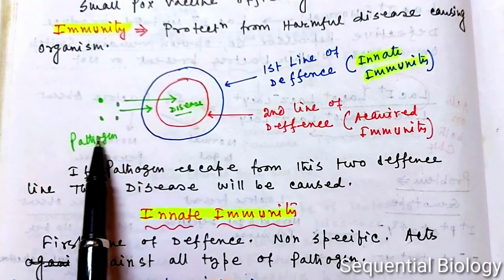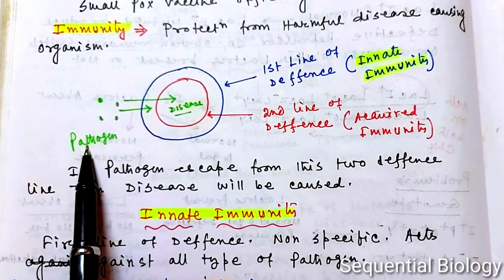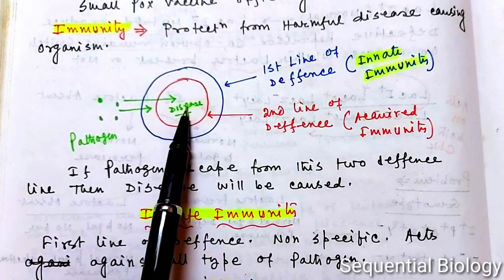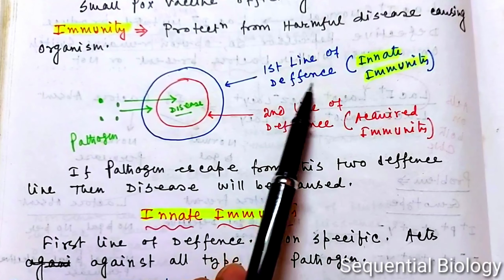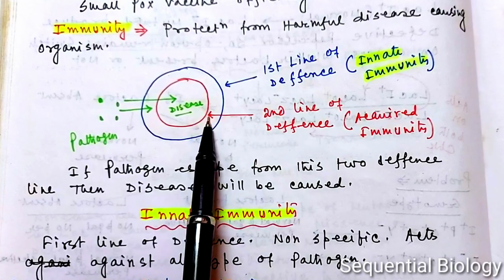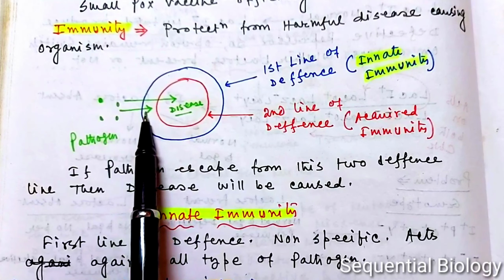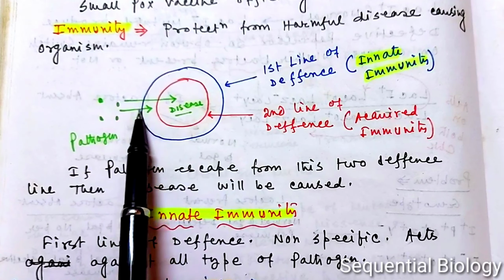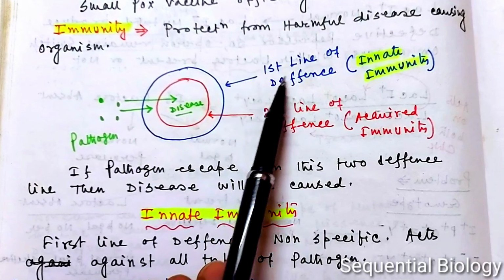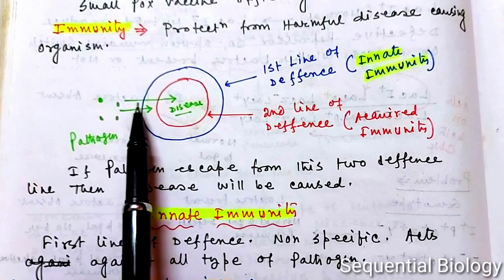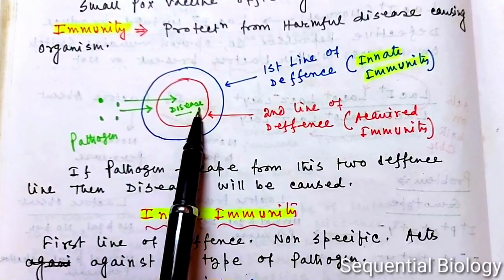Whenever any pathogen tries to enter our body, it must cross two lines of defense. One is the first line of defense, which is called innate immunity, and the other is the second line of defense. Suppose these are the pathogens and they try to enter through the first line of defense, or innate immunity. If they cross the first line of defense, they are exposed to the second line of defense.